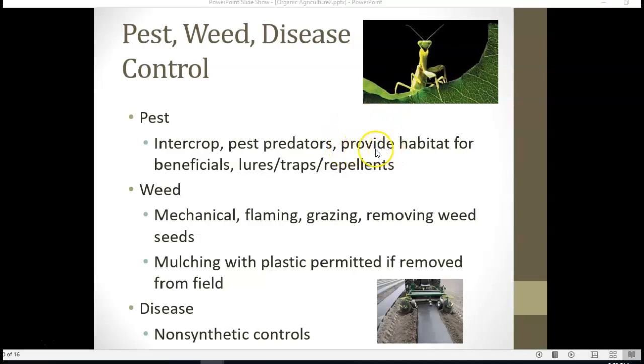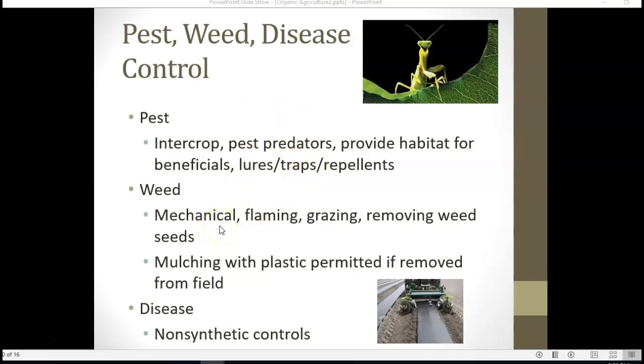So you need to provide habitat for beneficials, and that means sometimes a non-crop plant, like plants that have very small flowers. The cover crop buckwheat actually is a very good plant to give harbor to our beneficials. And you might be using lures, traps, or repellents to reduce your pests.